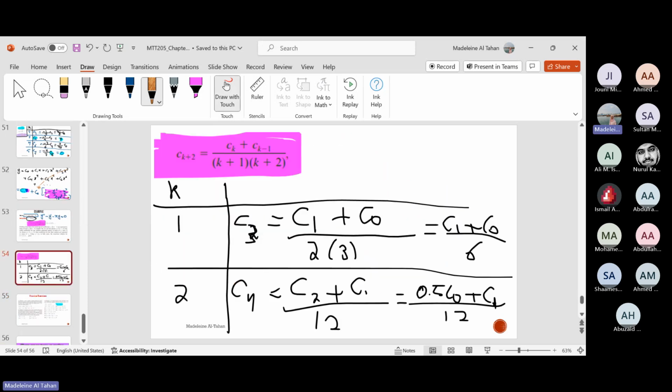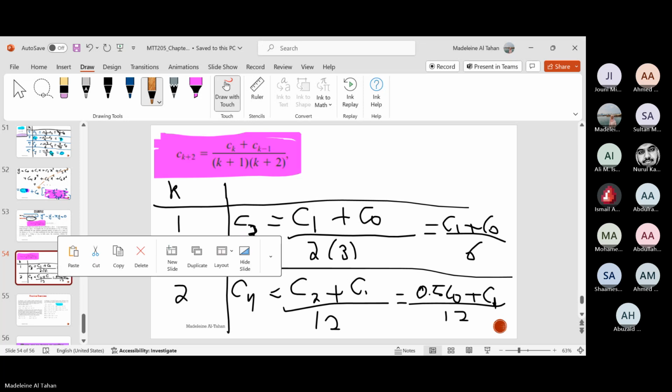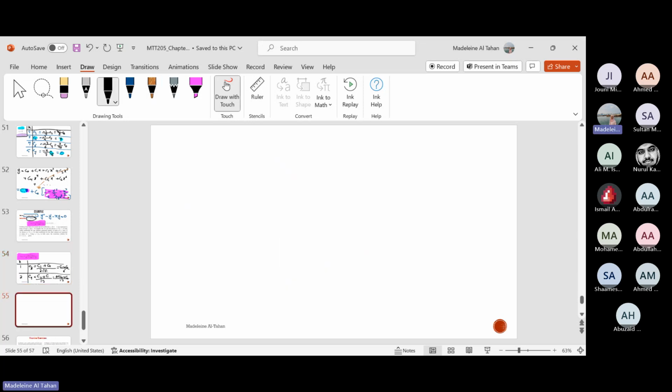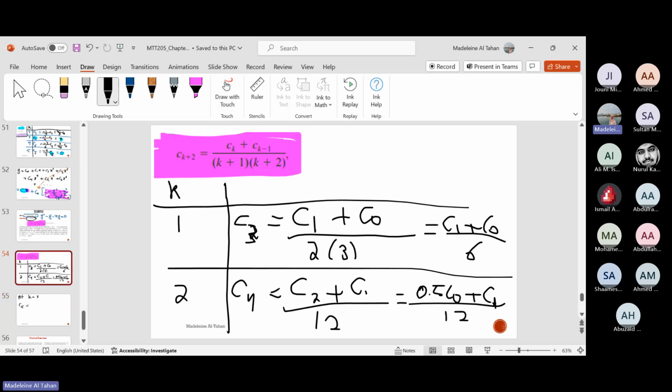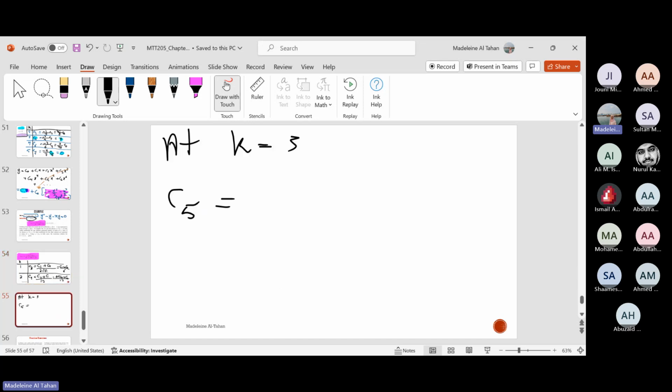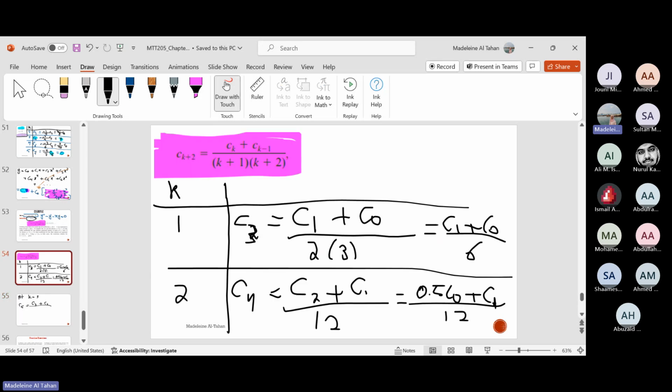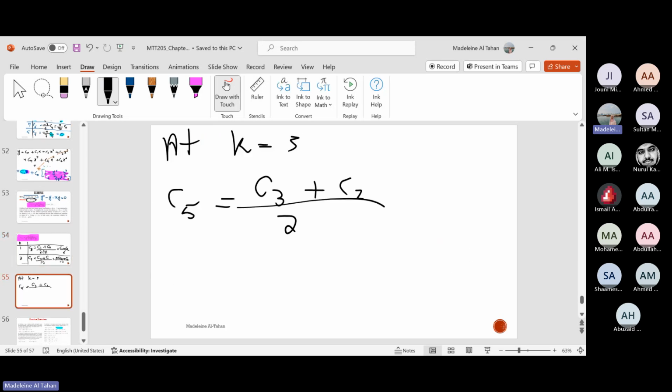Okay, now let's find it at k equal 3. At k equal 3, what will we get? At k equal 3, we have C5 equal C3 plus C2, right? So C3 plus C2 over k equal 3, we will get 4 times 5, which is 20.